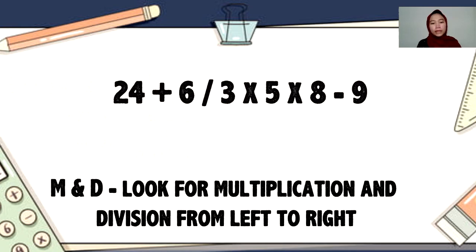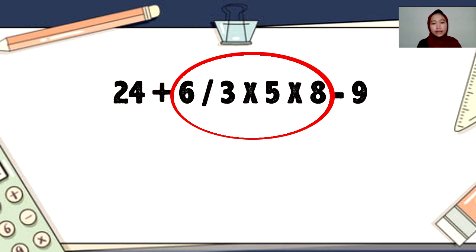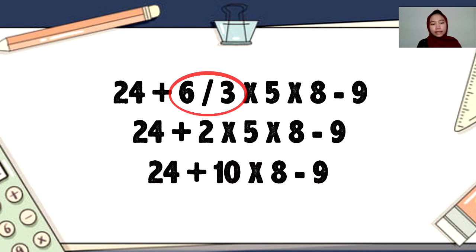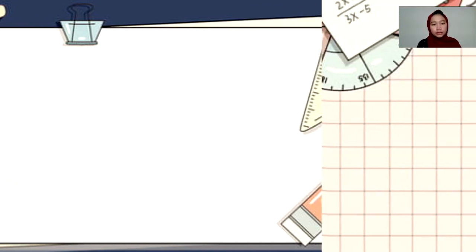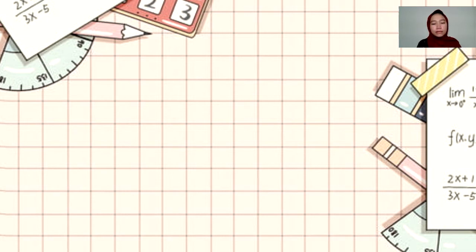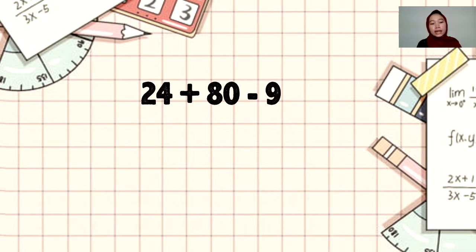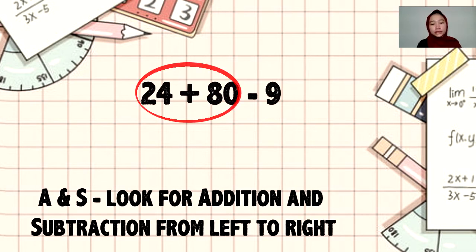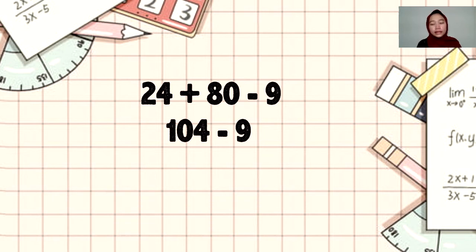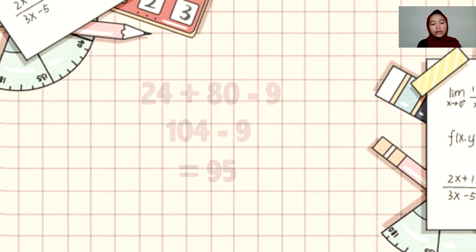Now I look for multiplication M and division D from left to right, ignoring any addition or subtraction. My next series of calculations will produce the following. I divide 6 by 3 and then I get 2 from this division. Next, I multiply 2 into 5 and then 10 into 8. So therefore, I arrive at this simplified expression, which has only 2 operations, plus and minus. Lastly, I complete addition A and subtraction S from left to right, and so I get 95 as my final answer. So that's the end for the first example.